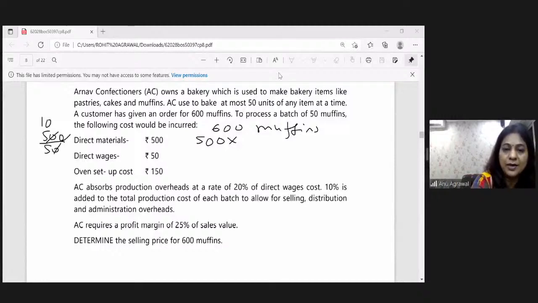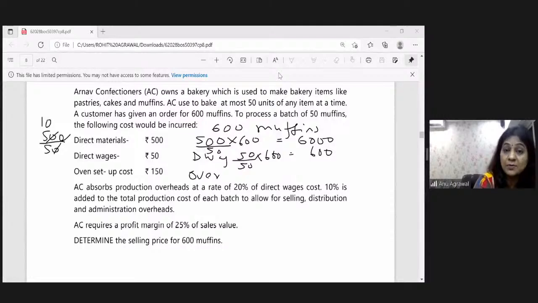So if I have to manufacture 600 muffins, it will be how much? 500 divided by 50 into 600, yes or no? It's going to be 6,000. Yes. Similarly, I can do it for wages. If it is 50 for 50, then how much for 600?